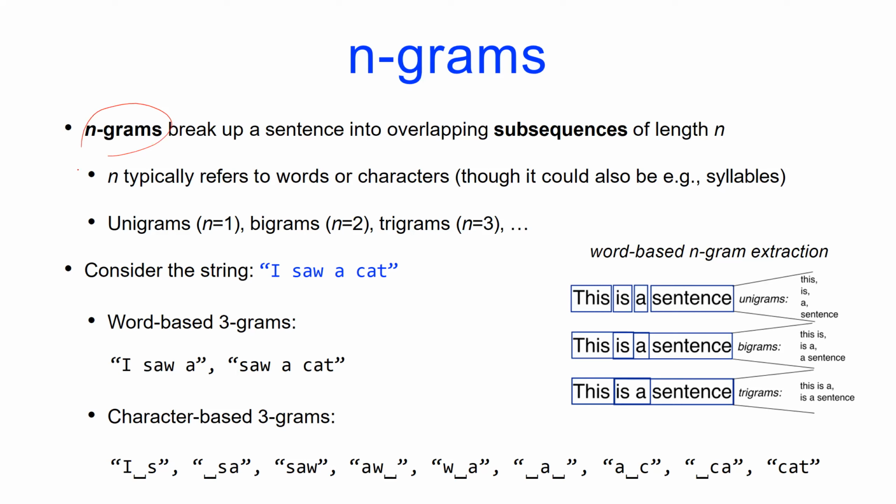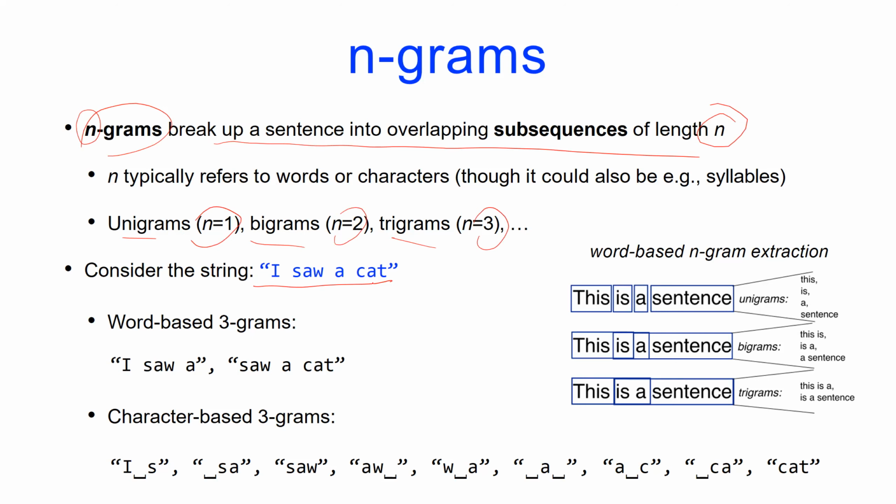The n-gram is to break a sentence into overlapping subsequences of length n. The n here is a variable. You can decide the actual value. For example, n equal to 1 gives you unigram, n equal to 2 gives you bigram, n equal to 3 gives you trigram. For example, we say I saw a cat.